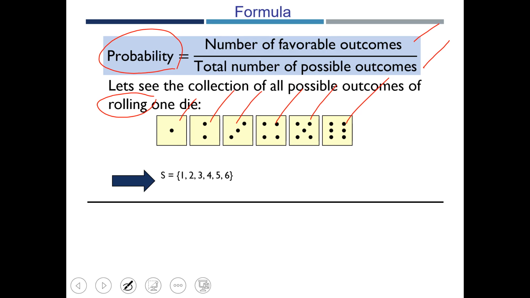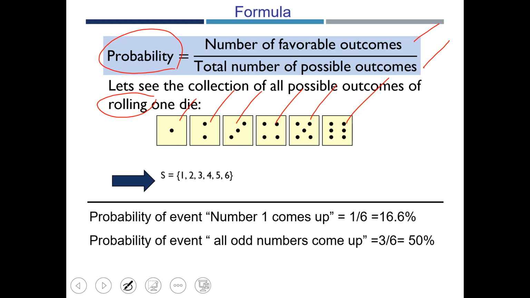Now, what's the chance of getting the value 1 when you roll a die? You will get the value 1 out of 6 values, right? There are a total of 6 possible outcomes, and the chance of getting the number 1 is going to be 16.6%, or we can say it is 1 by 6.